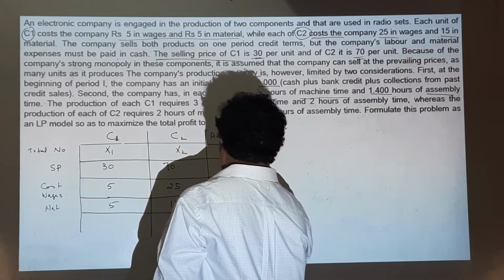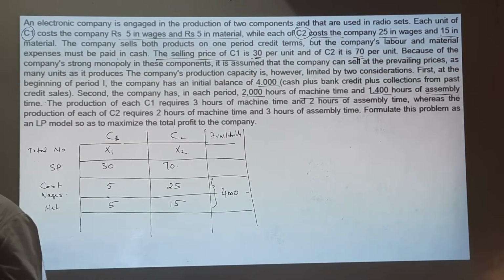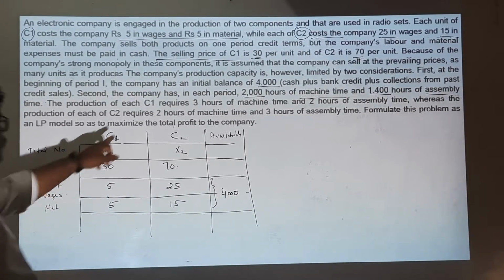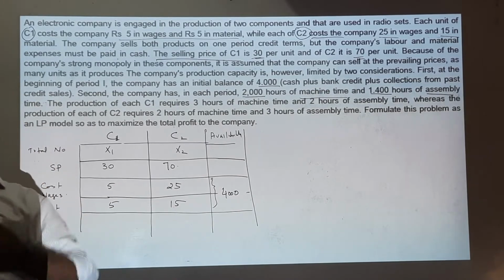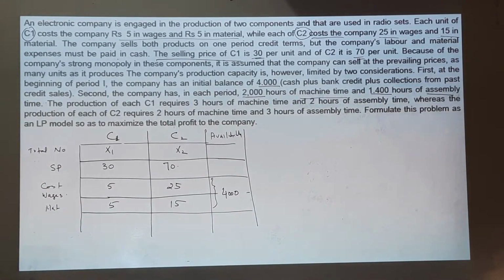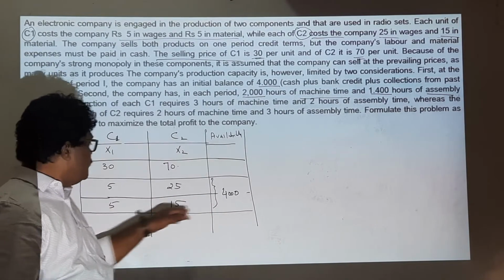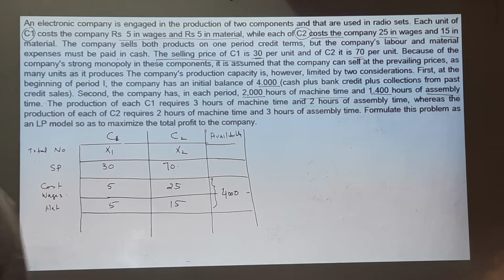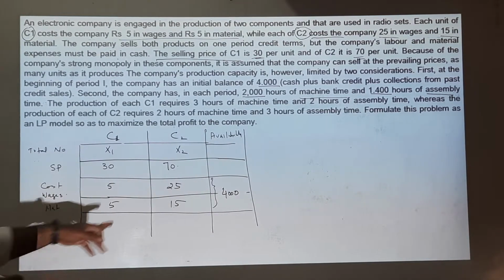Now total cash availability is how much? 4,000. Why is it written here? Because it is already written. We already stated that cash should be for both. You have to pay cash, but the product is sold on a credit basis. So whatever is available within this 4,000 rupees, you have to manage the wage and material. So that is the most important, the cash constraint.